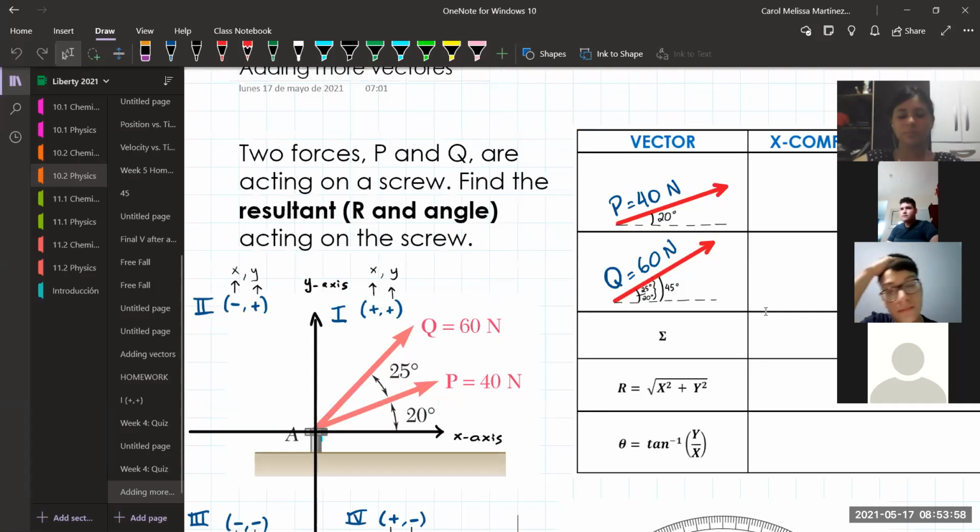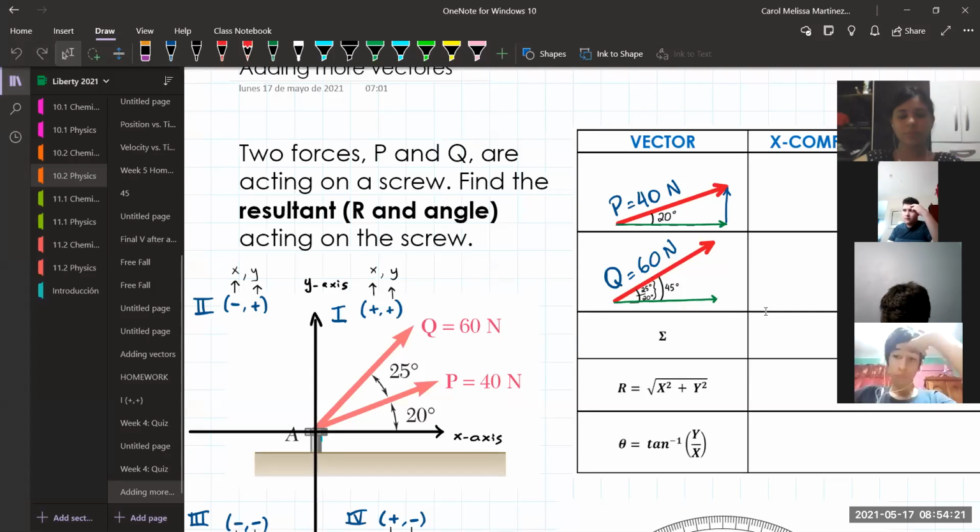So, after I do this, I get my components, okay? So for my components, I always use two colors. One color for X, okay? And one color for Y. Even if I'm not using a ruler here, you see it's organized.